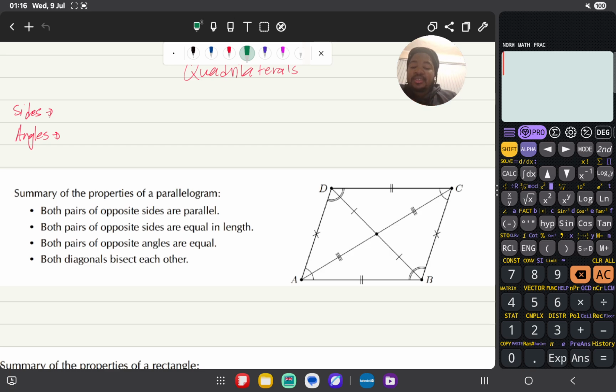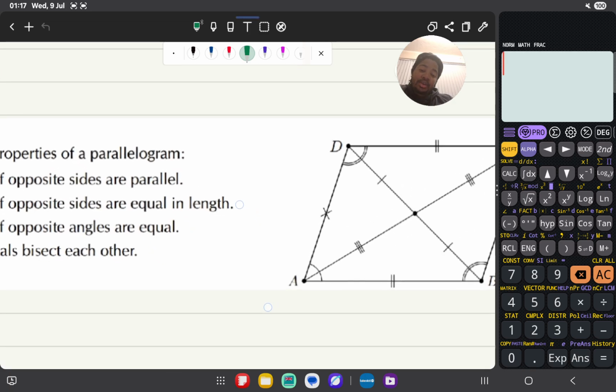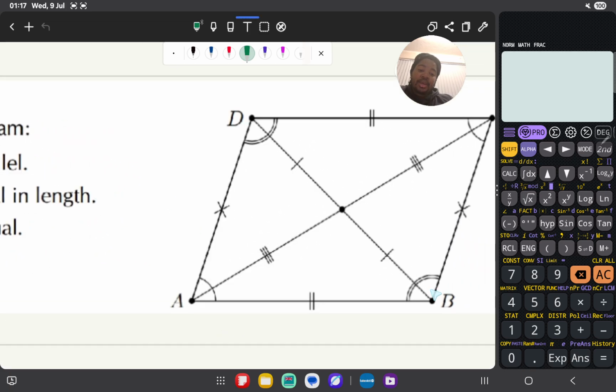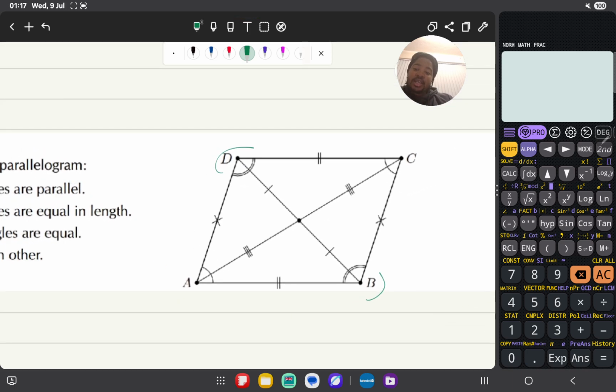Yeah, so first we have a parallelogram, right? For a parallelogram they will just tell you, hey, these are the properties of a parallelogram. So you see a pair of opposite angles are equal. Look at angle B and look at D, right? A pair of opposite angles are equal.